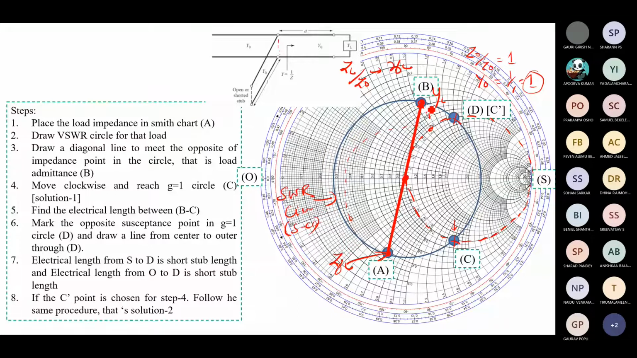Okay. So what we are going to do, we are going to move along the circle in such a way that it reaches this particular point, and this is the point.